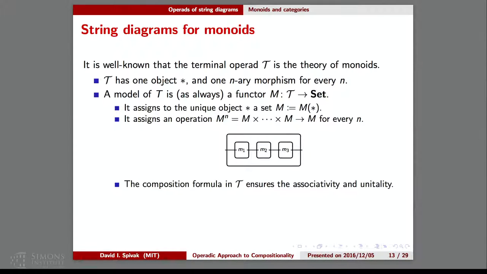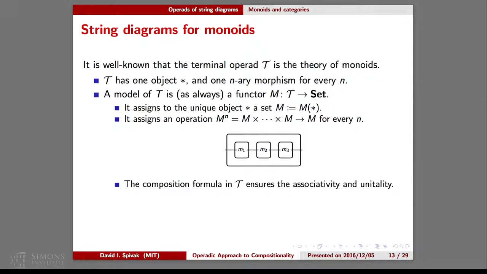So it's well known that the terminal operad T is the theory of monoids. The terminal operad has one object, which I'll just draw with a box with two lines coming out of it. And it has one n-ary morphism for any n. And I'll draw that as just how many boxes I put inside of one box. So if I want to put three boxes inside of one box, this is the only way to draw it, that there's one of those.